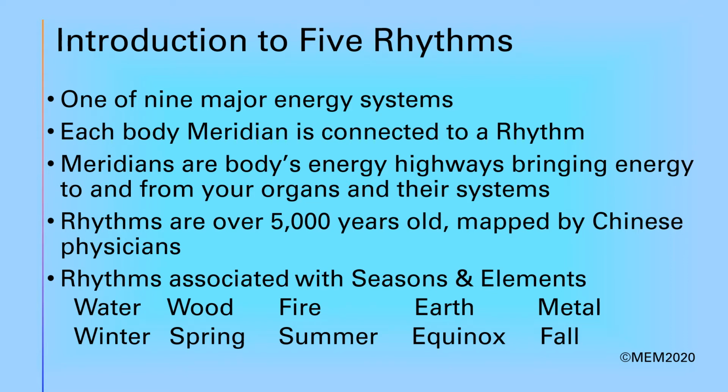The rhythms are associated with the seasons and the elements of those seasons. So water is associated with winter. Wood is associated with spring. Fire is summer. Earth is equinox, and metal is fall.